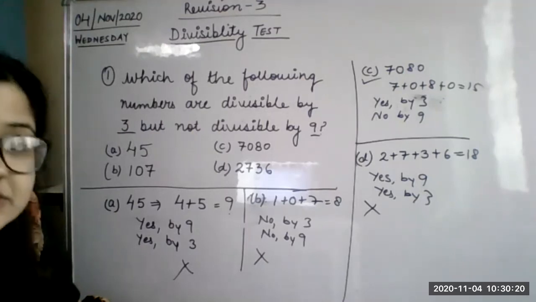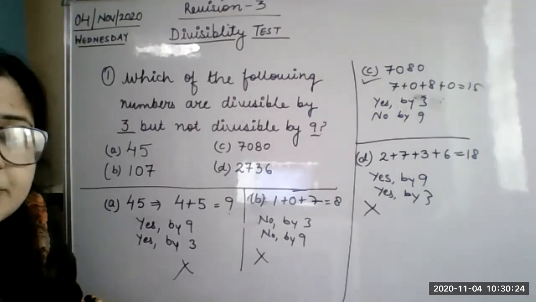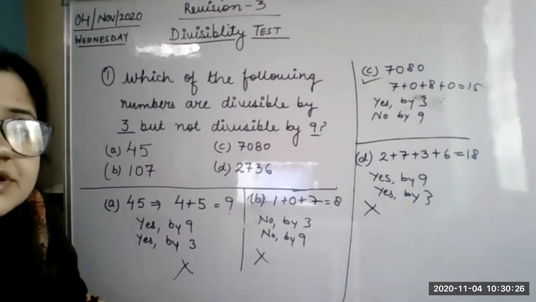Bye bye, ma'am. And 16 is not a prime number. 16 is a composite number because it is coming in the table of 2. It is coming in the table of 8.